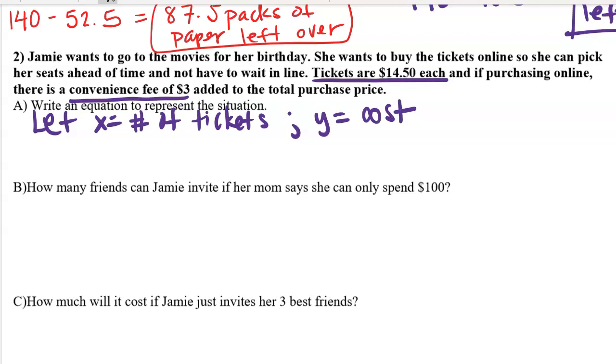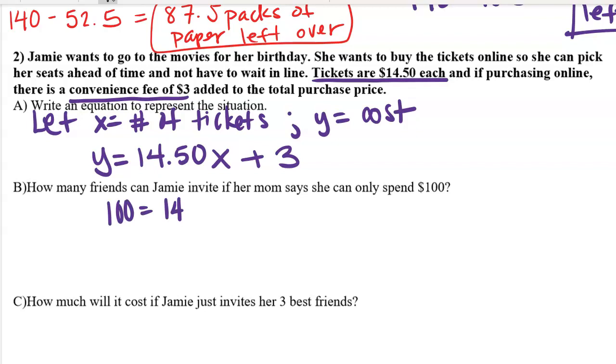Then we have to write an equation, guys. Cost equals, tell me what to write. $14.50 times X, yep. Plus 3. You are correct. Excellent. Well, here's Anthony's question, Anthony. How many friends can Jamie invite if her mom says she can only spend $100? So for this question, what are we solving for? X or Y? X. We're solving for X. You're right.